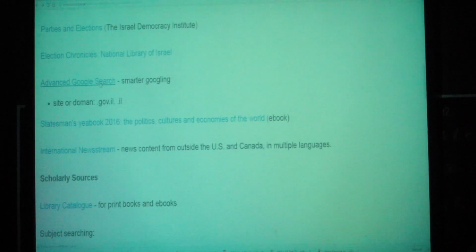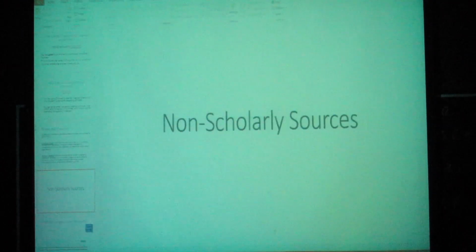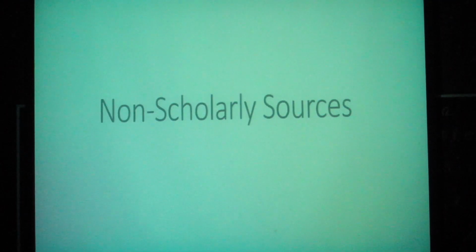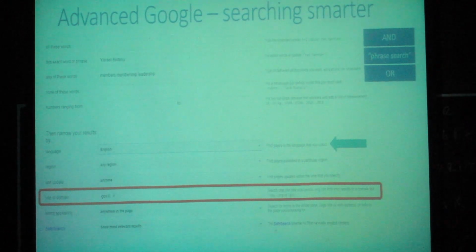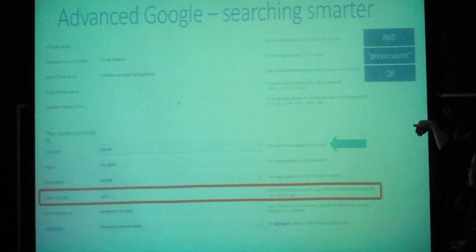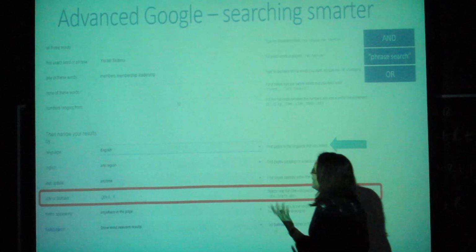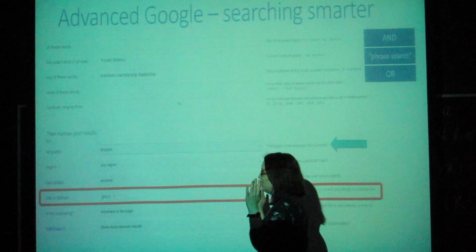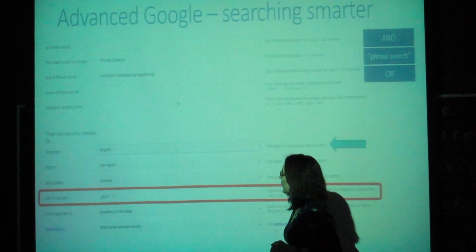I wanted to talk about advanced Google search really quickly, and I call it smarter Googling, which is always funny when you make Google a verb. I've set up this page just to show you. They have searching here the same way we think of searching in the library, with an and, an or, and a phrase search. If you want to look up an exact phrase, and this is particularly good for the name of a political party, the exact word or phrase can go in there.